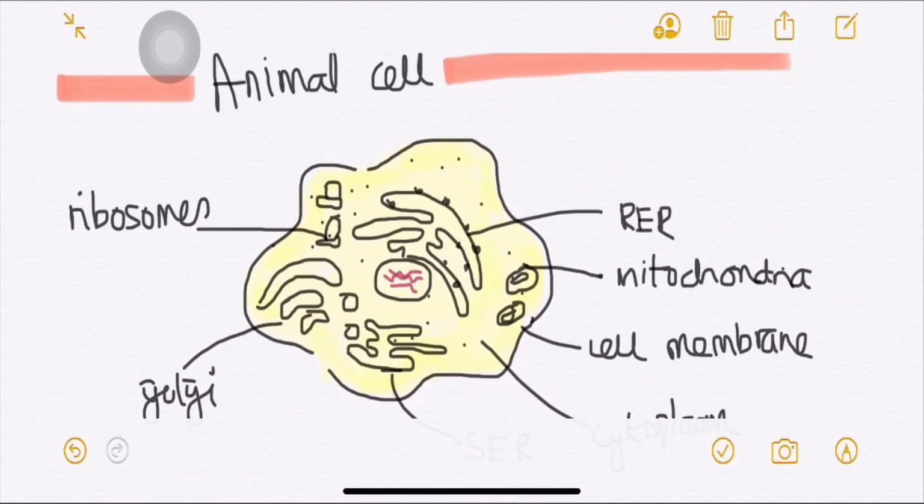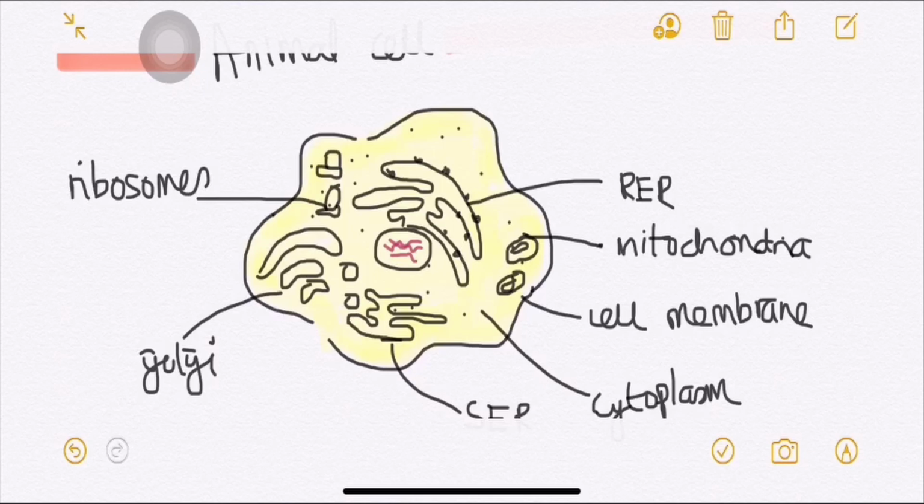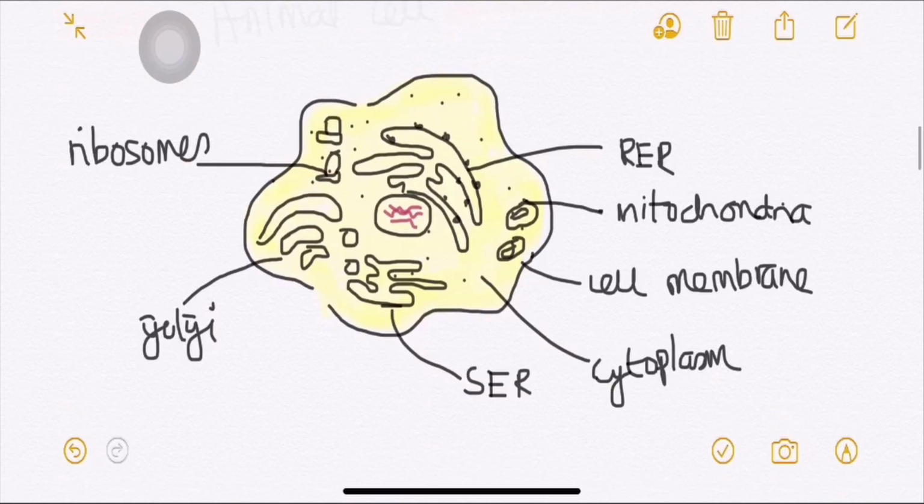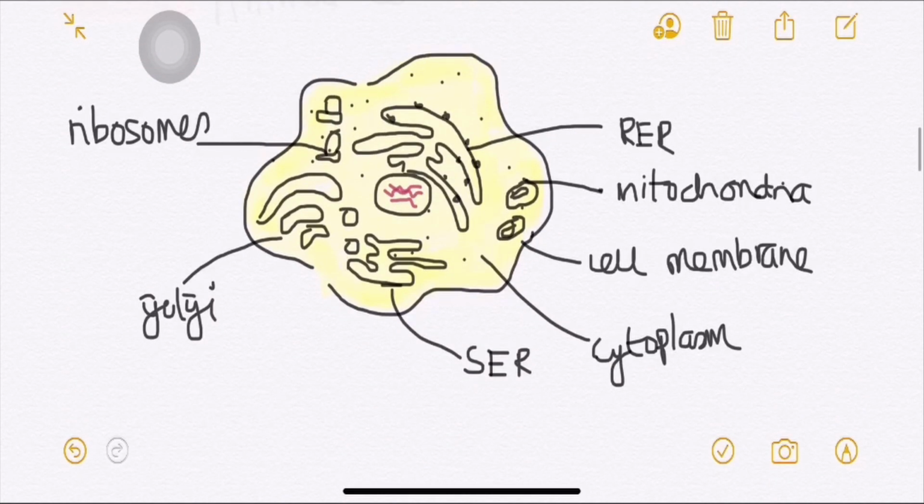This is called a typical animal cell because we have included almost all the possible organelles into one cell. This is not how all cells are going to look like, but a typical diagram means it contains all the possible organelles. We'll start off with the cell membrane to make things easier.